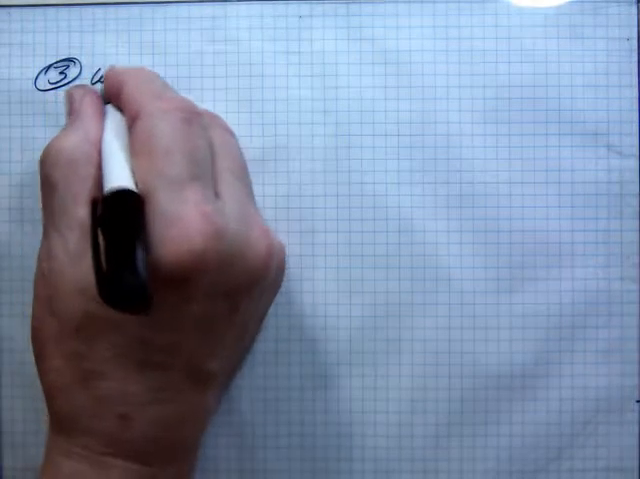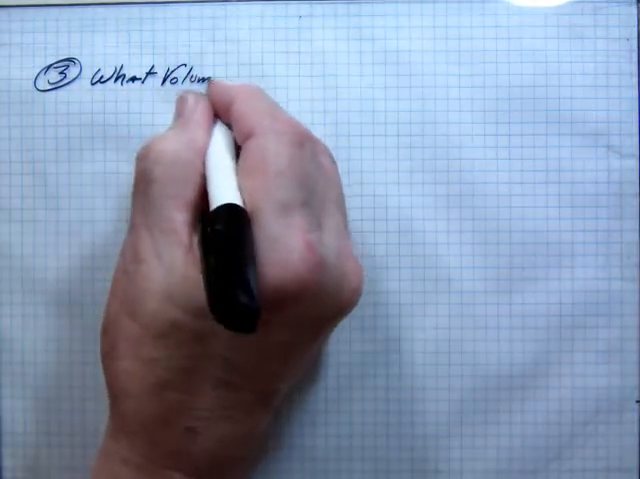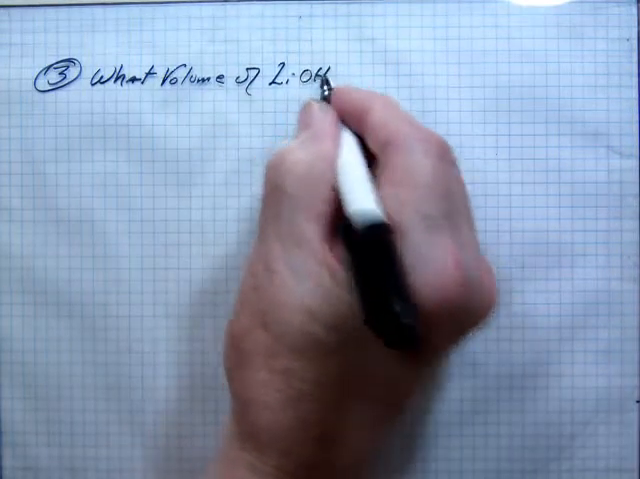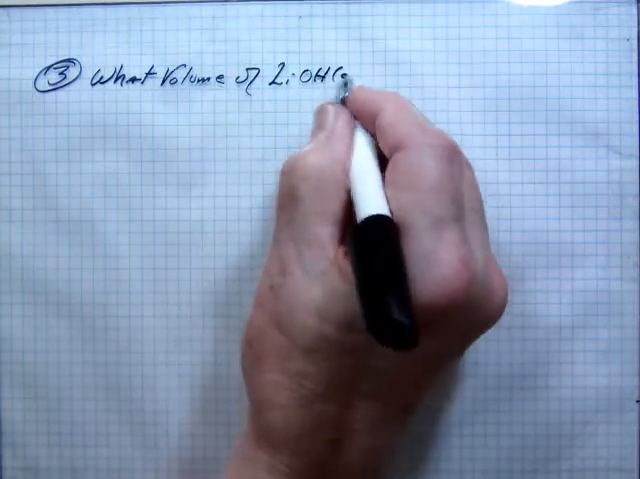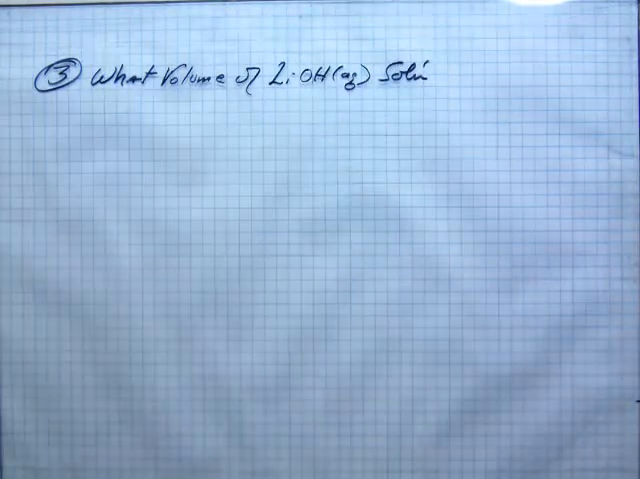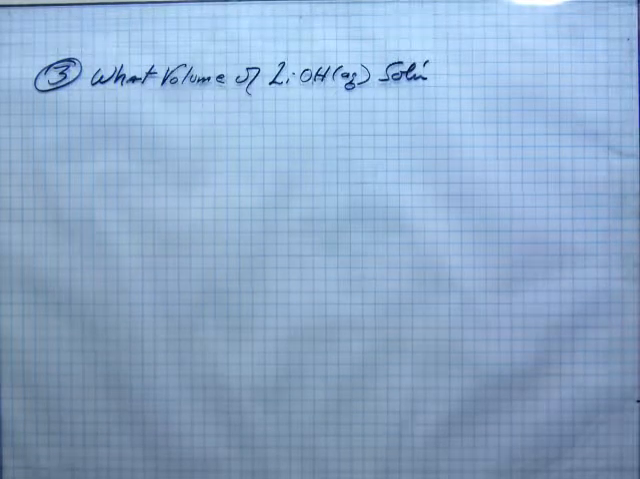Here, what volume of lithium hydroxide aqueous solution would contain 63.2 grams of lithium hydroxide 100%.